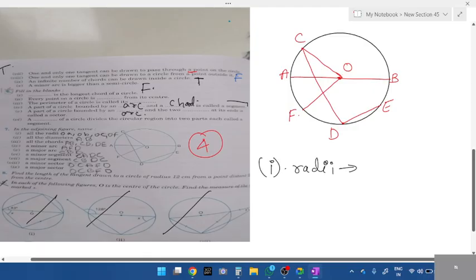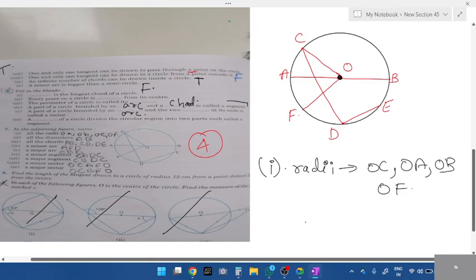What do you mean by radii, students? From center to circumference. Tell me the different radii. OC is 1. Next, OA. Next, OB. Very good. Next, OF. Total how many radius are given here? 4 radius. Is this clear?